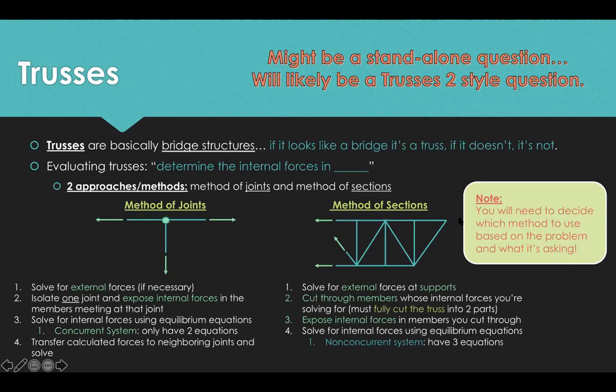Yes, so once you find the external forces, then you cut through the ones that they're asking for, right? And you can only cut through 3 that you don't know, which is why you should probably look for zero force members at some point, because if you need to cut through 4, one of them is likely a zero force member, or you're looking at the wrong cut.